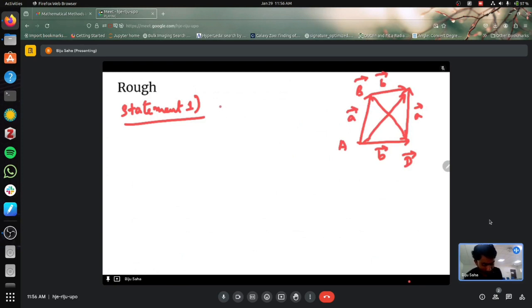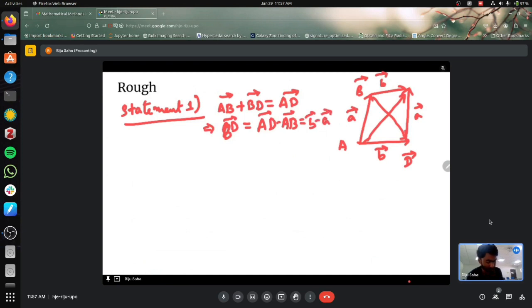First of all, let us focus on the diagonal BD. AB plus BD is equal to AD vector. Sorry, we are trying to express the diagonal, so BD vector would be equal to AD vector minus AB vector, which in other words is B vector minus A vector. So this is one of the diagonals.